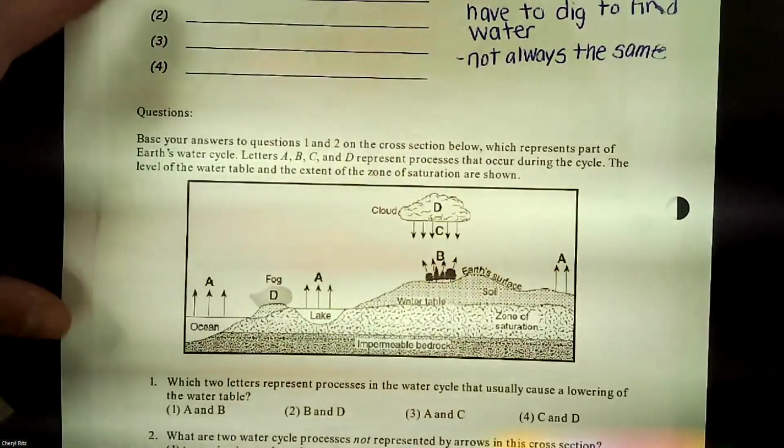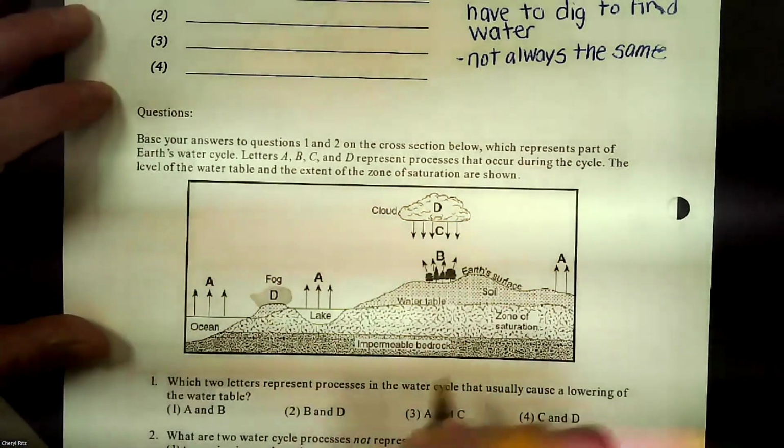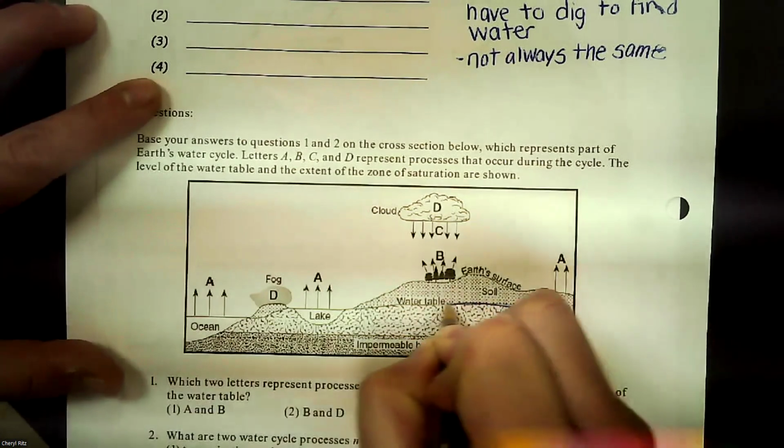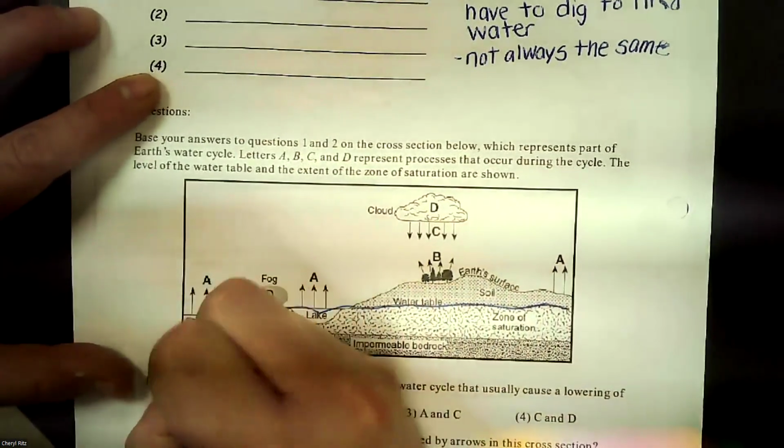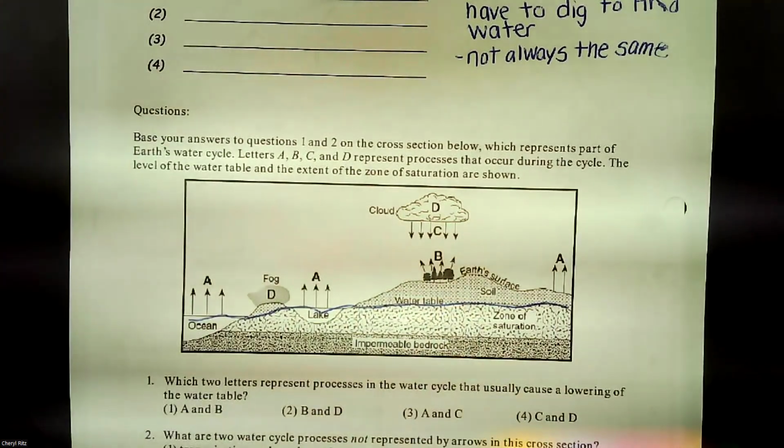Which one will cause? First off, we're lowering the water table. It means it's getting deeper in the ground. Do we have to add water or remove water to make the water table go deeper underground? You got to remove water. So the water table in this one is labeled as right here. If we want that to go lower, we would need to remove water.